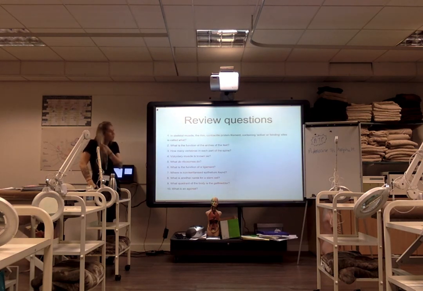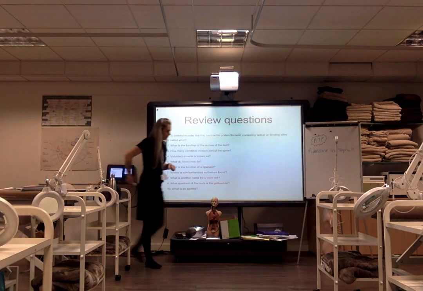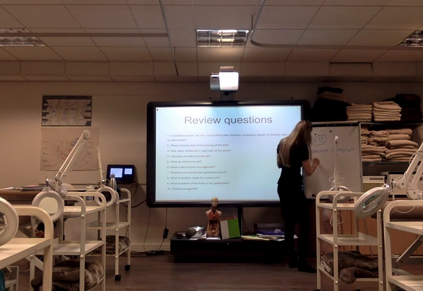How many vertebrae in each part of the spine? Linda, what have you got? I've got C7, T12, L5, sacrum 5, coccyx 3 to 5. Yes! This makes me so happy. Did everyone get that?